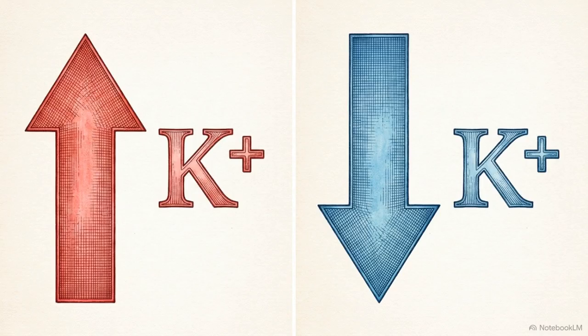This creates a predictable contrast. Calcineurin inhibitors push potassium up. mTOR inhibitors pull it down. That distinction alone identifies the drug in many transplant pharmacology questions.